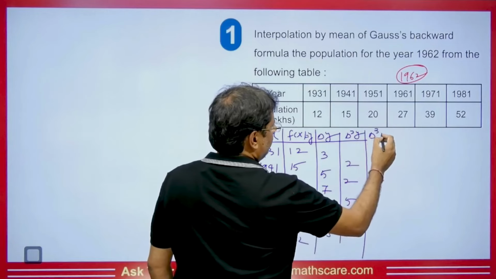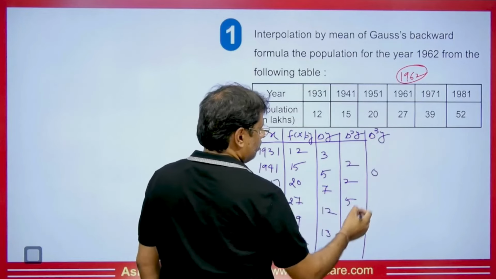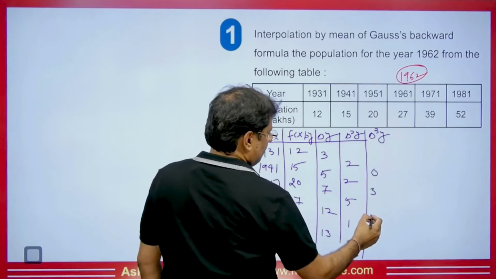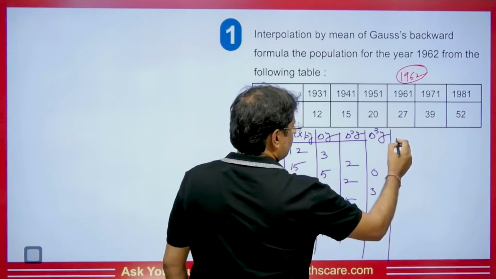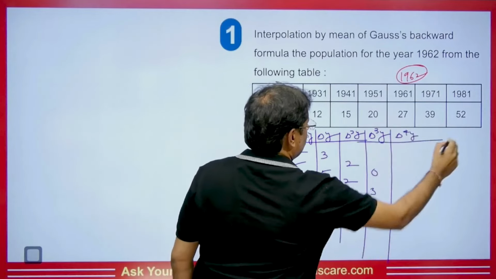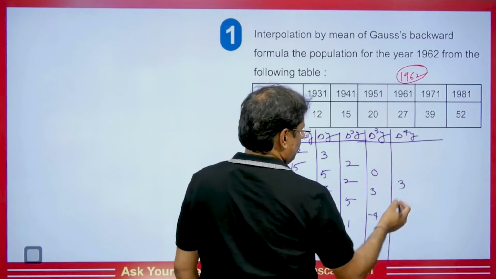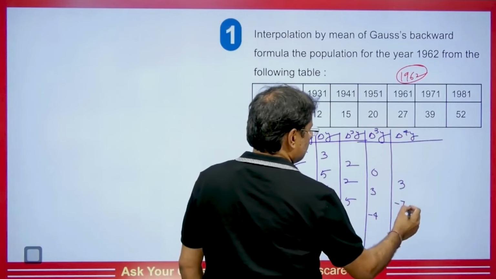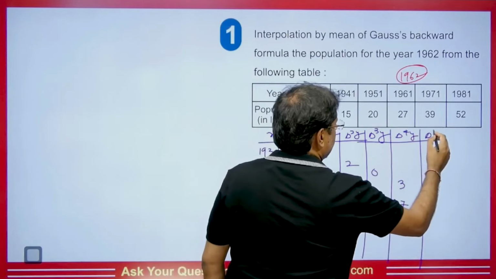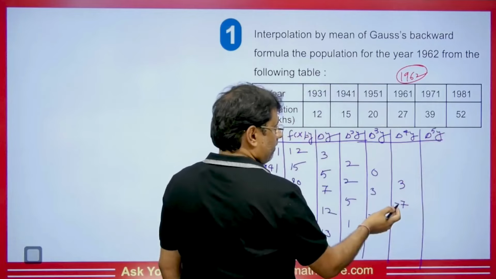Now when we take out the value of del cube y, then we will get 0. Then it will be 3 and then minus 4. Okay. So we will have the value of del 4y as 3 minus 0, 3, then minus 4 minus 3, which is minus 7. Are you getting this? And we will get del to the power 5 y will be minus 7 minus 3, which means minus 10.